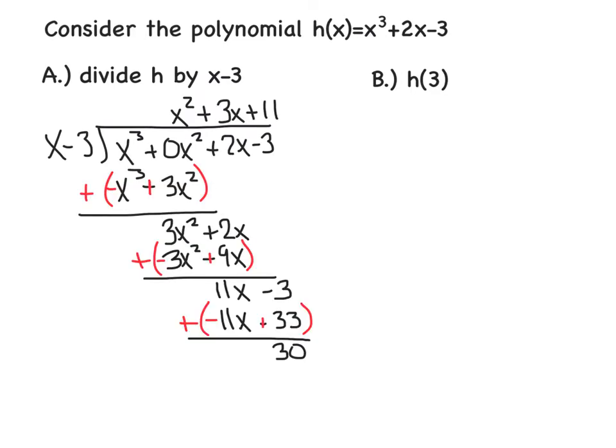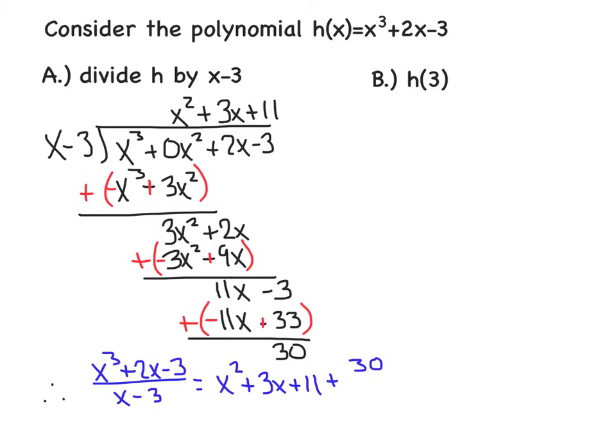So my long division worked out like this with a remainder of 30, so I can say, therefore, if you take the polynomial x cubed plus 2x minus 3, and if you divide them by the linear factor x minus 3, you'll get a quotient of x squared plus 3x plus 11 plus a remainder of 30 divided by the linear factor x minus 3.